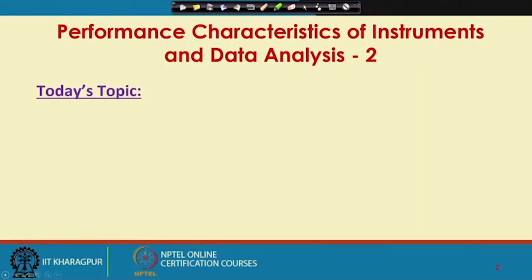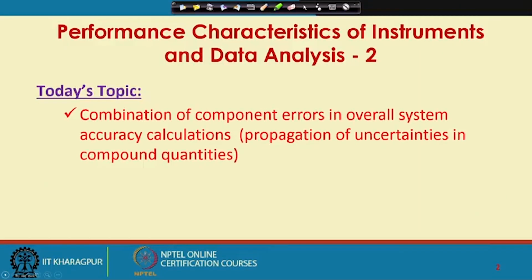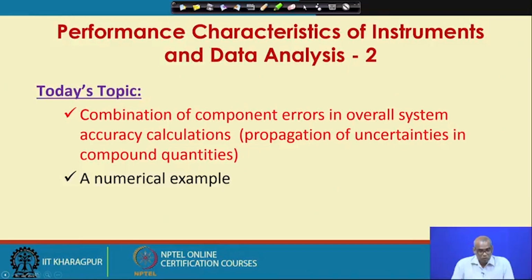So, today's topic is combination of component errors in overall system accuracy calculations. This is also known as propagation of uncertainties in compound quantities. After describing the theory part of it, we will take a numerical example to clarify the concept in more detail.